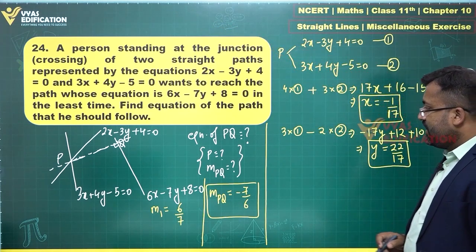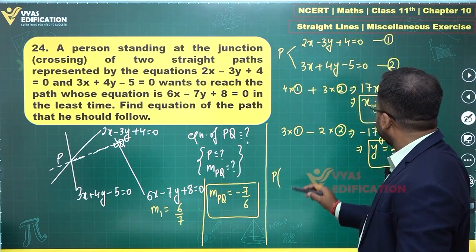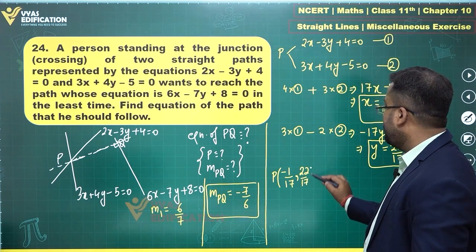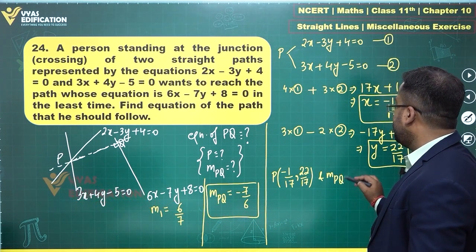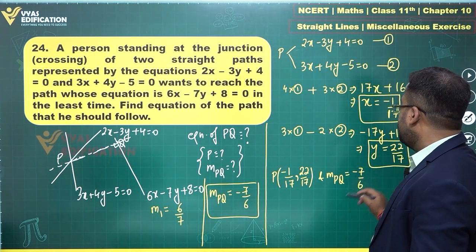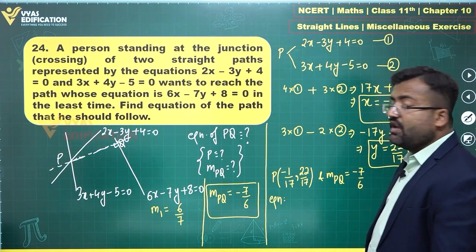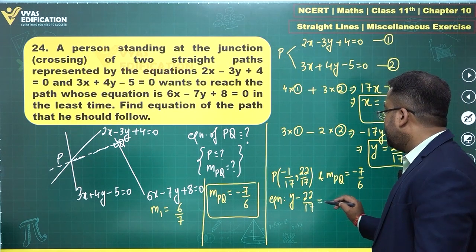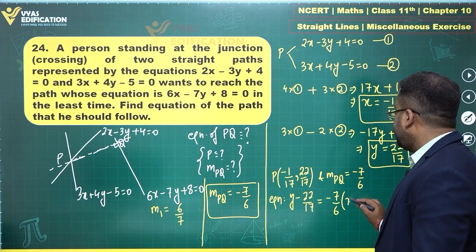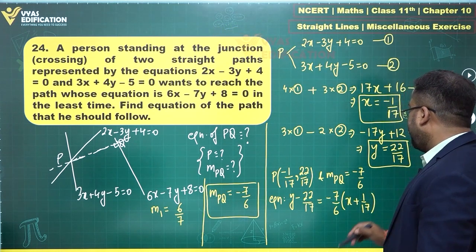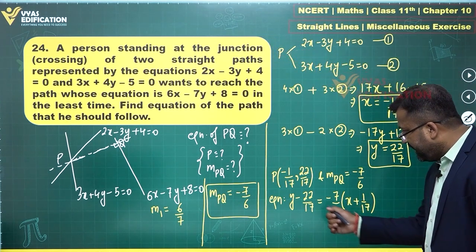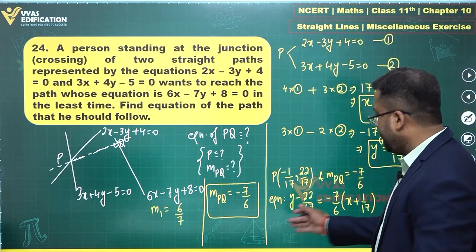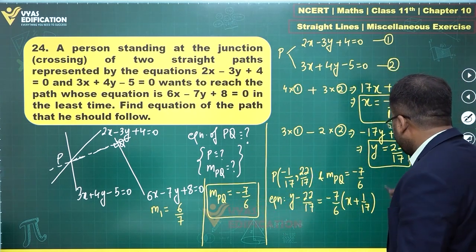Point P is minus 1 by 17, comma 22 by 17, and m of PQ is equal to minus 7 by 6. So we can find the equation after this. The equation will be y minus 22 by 17 equals the slope, minus 7 by 6, times x plus 1 by 17. In the denominator you have 6 and 17, so I'll multiply by 6 times 17 throughout to take the LCM.